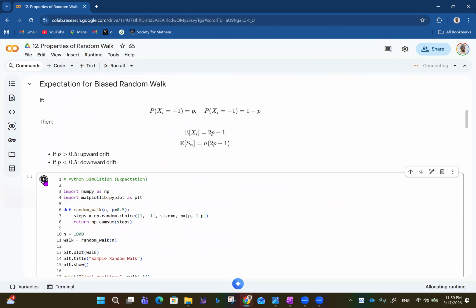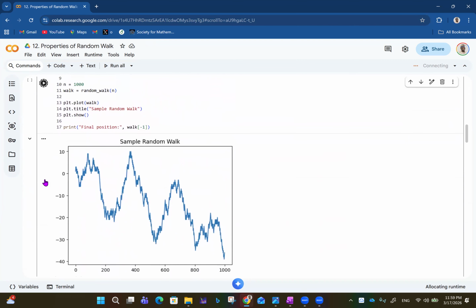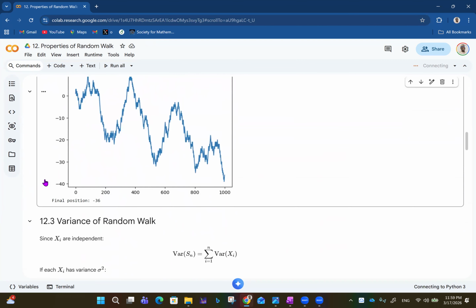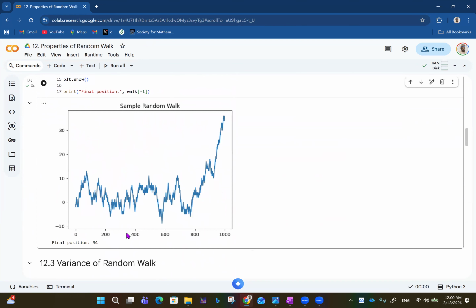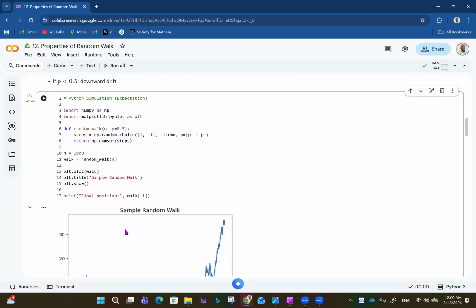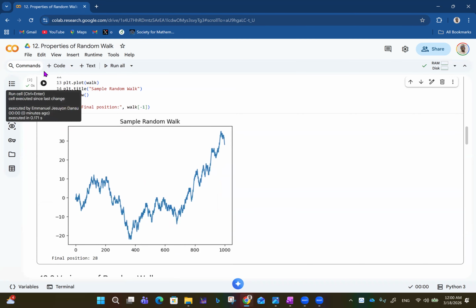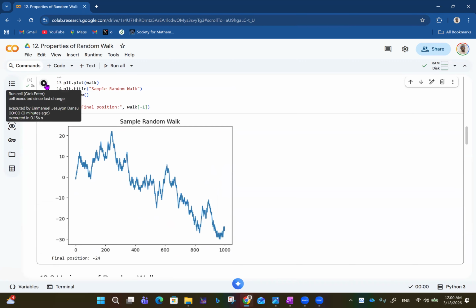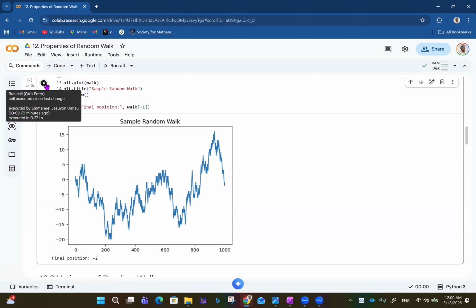Okay, it's responding. I just want to show that the more it's run, the more it changes. The final position in this case was -36, for instance, but now that I've rerun it, the final position is 34. Everything is random, right? Here 28, here -24. It just keeps going on and on like that.